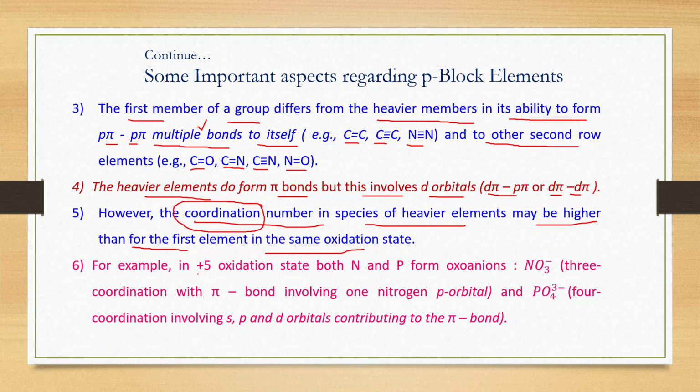For example, in +5 oxidation state, both nitrogen and phosphorus form oxoanions like NO3 minus. This is the oxoanion of nitrogen. In this case, 3 coordination with pi bond involving one nitrogen p orbital. You can say nitrogen is surrounded by 3 oxygen atoms, so its coordination number is 3. But phosphorus forms PO4 3 minus. Again, in this case, the oxidation state of phosphorus is +5. But this is 4 coordination involving s, p and d orbitals contributing to the pi bond.